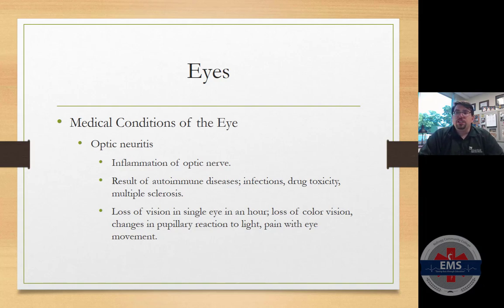Other medical conditions, now you can have optic neuritis. Optic neuritis is inflammation of the optic nerve. It results from autoimmune diseases, infections, drug toxicity, or even MS. We typically will see this present with a loss of vision in a single eye over an hour, right? So you're going to see a very quick loss of eyesight in one eye, or loss of color, or any type of component related to the two. You may also see changes in pupillary reaction to light, and then pain as the patient tries to move or to track.